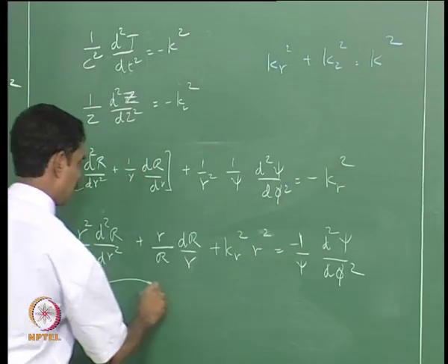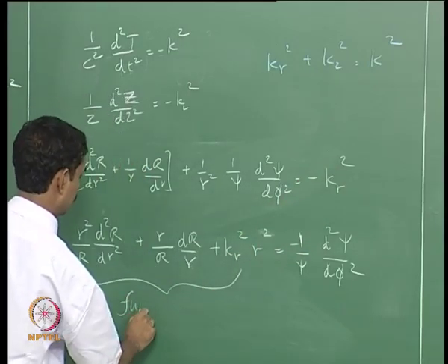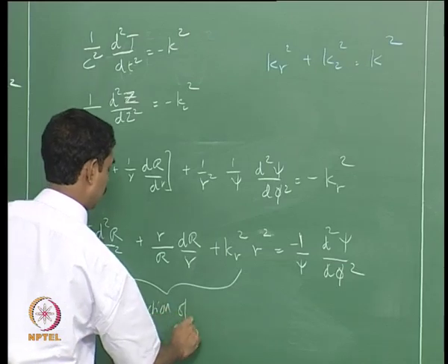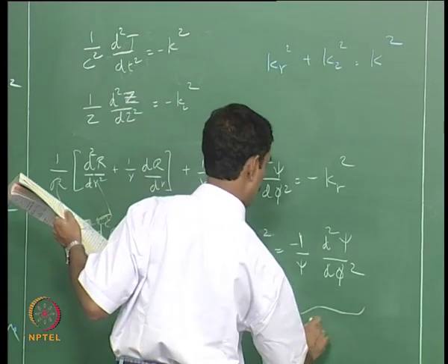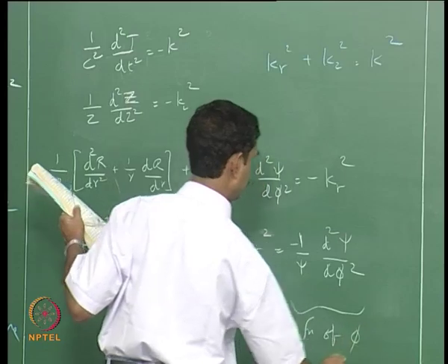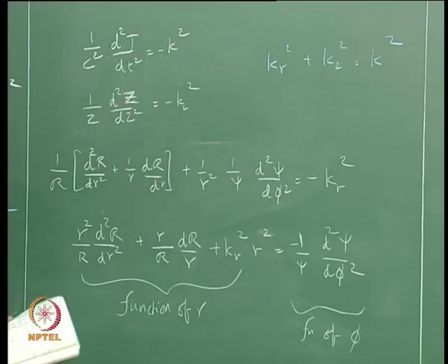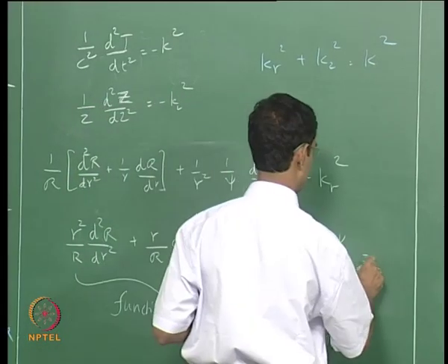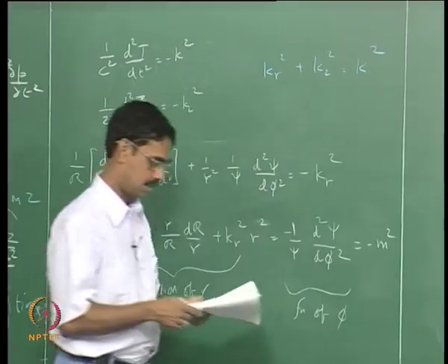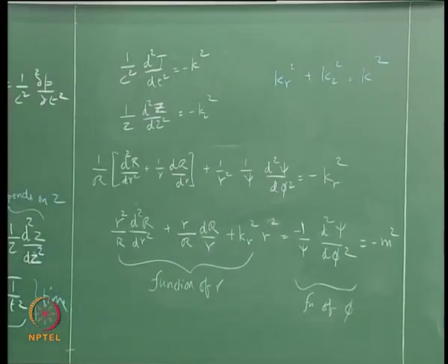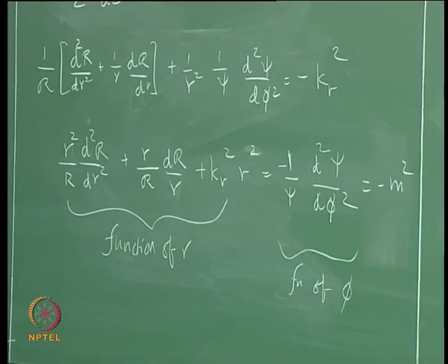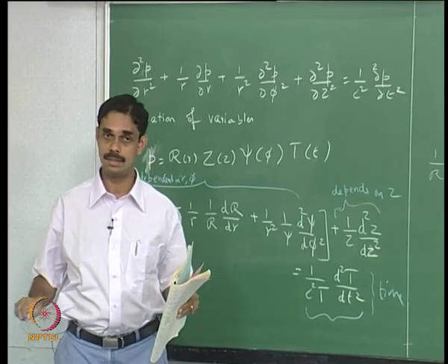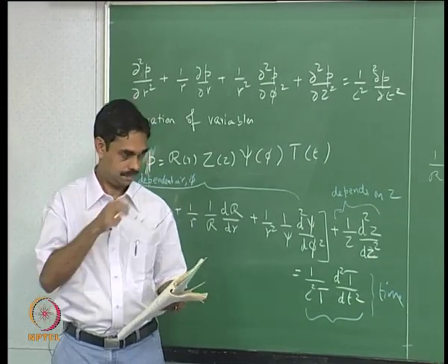So now you have a function of r being equal to a function of phi, and therefore both should be constants. So we will call this constant minus m squared. So now we have separated out the PDE into ordinary differential equations for each of r, z, psi and t. Hope this is straightforward enough.